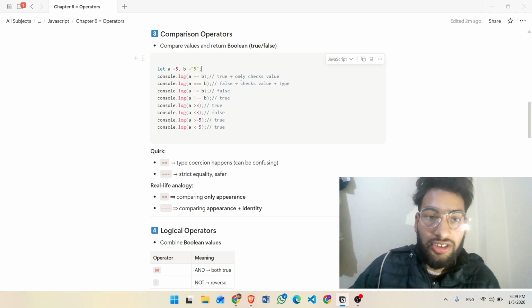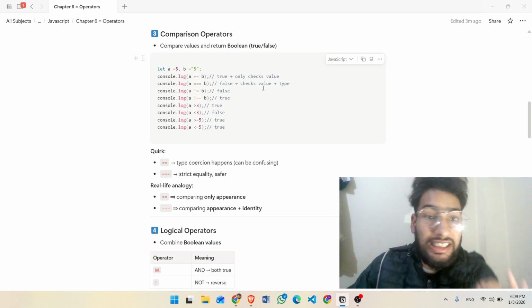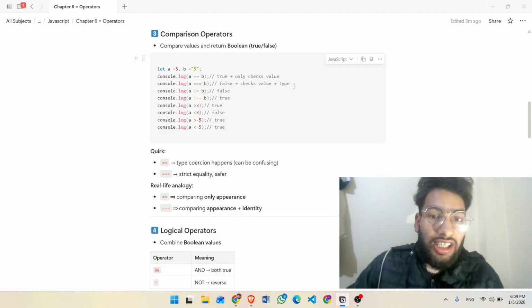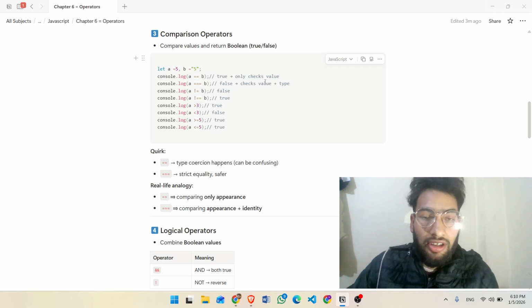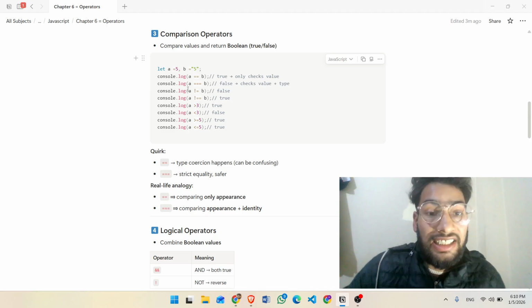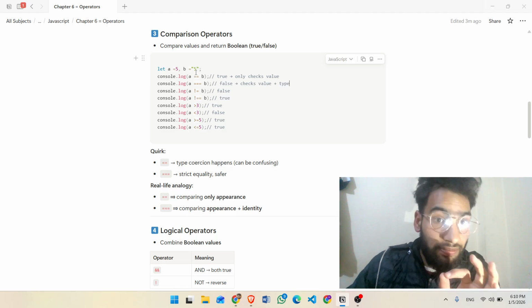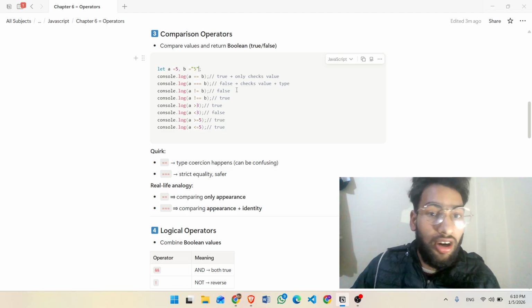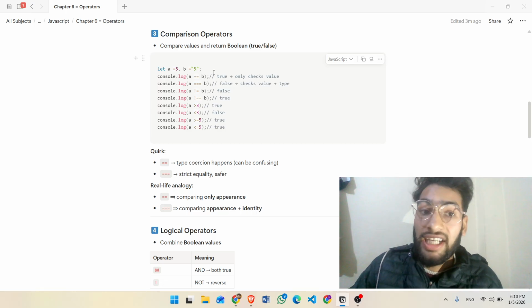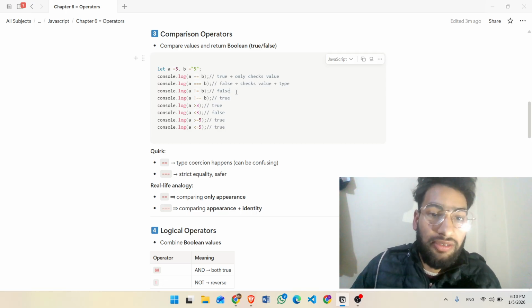So don't be confused. One only checks the value, and the other checks value plus type of variable: integer, string, boolean, all. If both are the same, it gives true. Otherwise, it gives false. And the next one is a is not equal to b. Here it is saying 5 is not equal to 5. So this is false because the values of a and b are the same, and it is saying this is not equal to, so it becomes false.